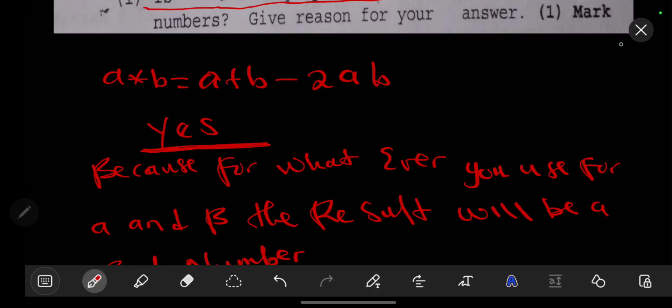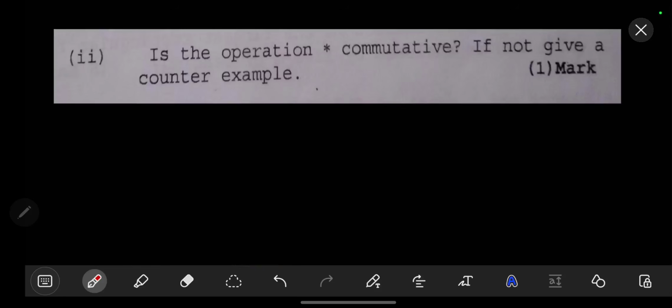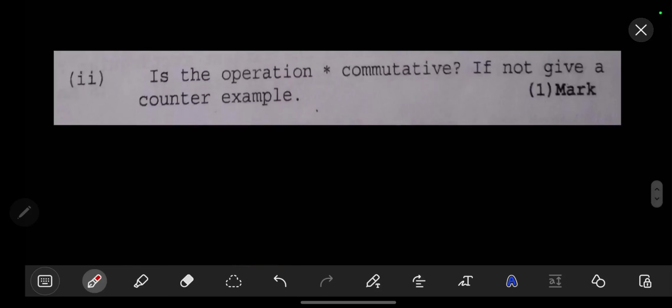Let's move on. The next part says, is the operation star commutative? If not, give a counter example. Firstly, if a star b is commutative, then a star b should be equal to b star a. There are two ways of doing this.